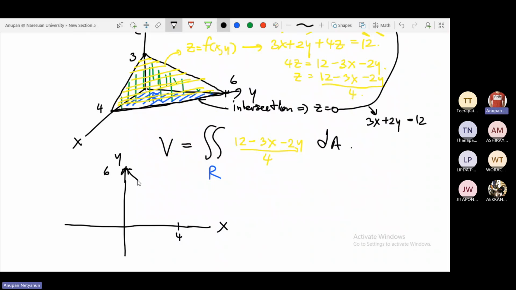And then you have the line, the line starting from this point to this point. This is your region R. And we already figured out that this line has this equation, which is 3x plus 2y equal to 12.